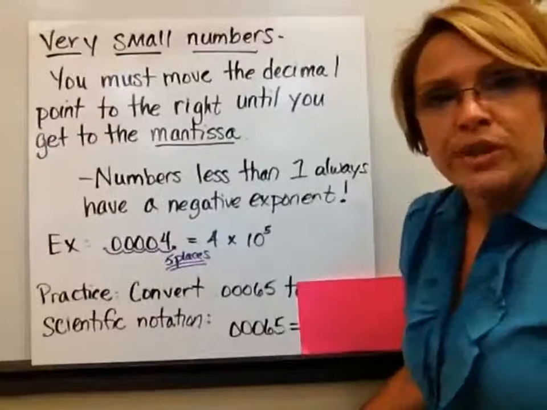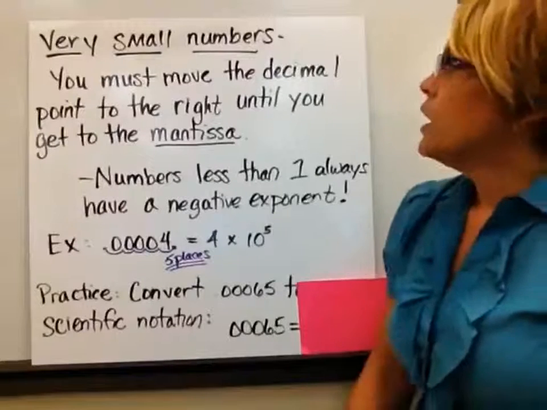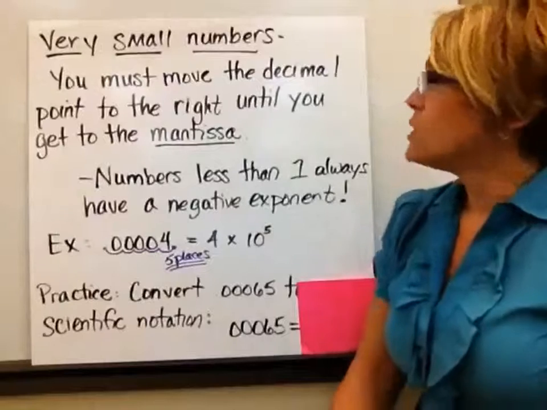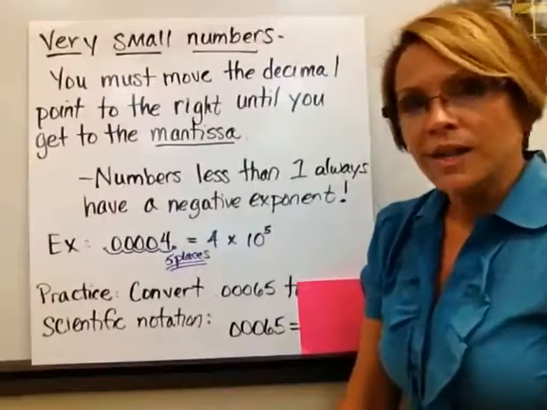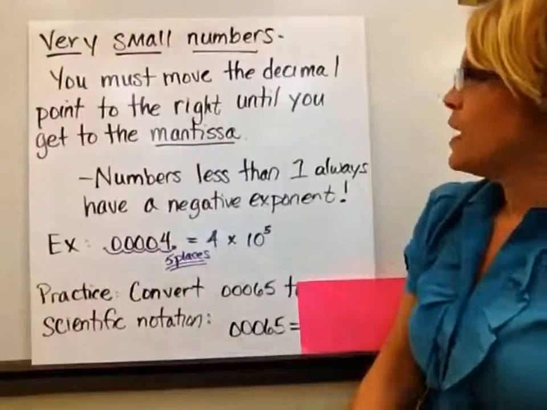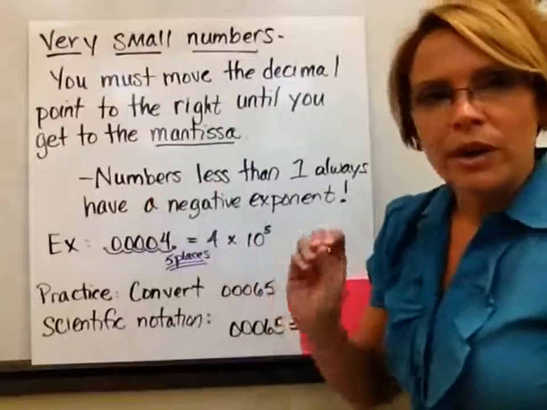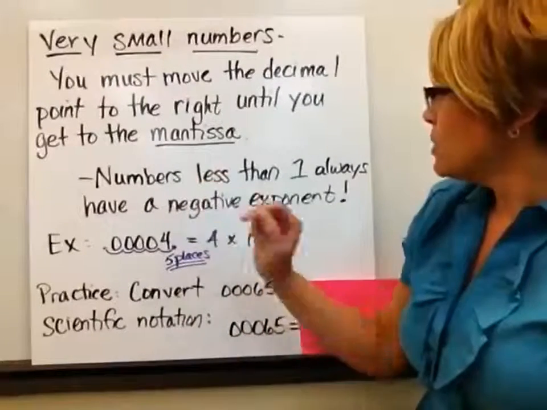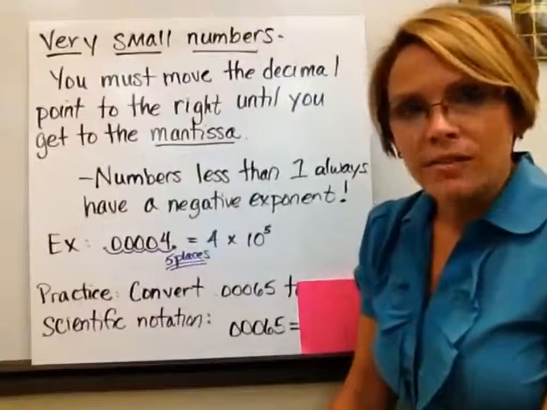Now let's look at very small numbers. To write a very small number in scientific notation, you must move the decimal point to the right until you reach the mantissa. Another thing to remember about very small numbers, specifically numbers less than 1, is that numbers less than 1 always have a negative exponent.